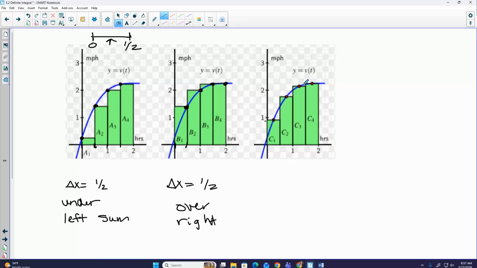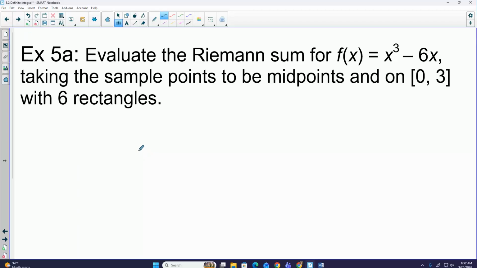So now we could do left, we can do right, we can do midpoint. Midpoint is the most accurate of the three. So let's look at this problem. Evaluate the Riemann sum for f of x equal x cubed minus 6x, taking the sample points to be the midpoints on the interval 0 to 3 with 6 rectangles.